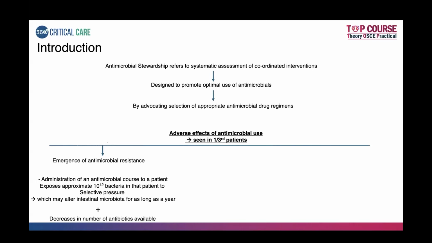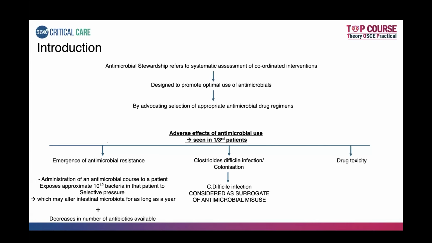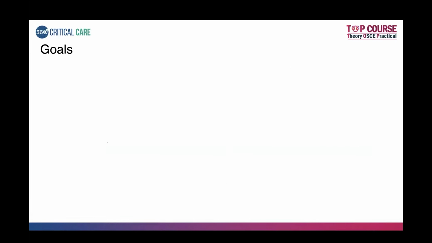So administration of an antibiotic course to a patient exposes approximately 10 to the power 12 bacteria in that patient to selective pressure, which may alter the intestinal microbiota for as long as a year, plus decrease the number of antibiotics available. It increases the risk of C. diff infection or colonization. So usually C. diff infection is considered a surrogate of antimicrobial misuse, and it can lead to drug toxicity.